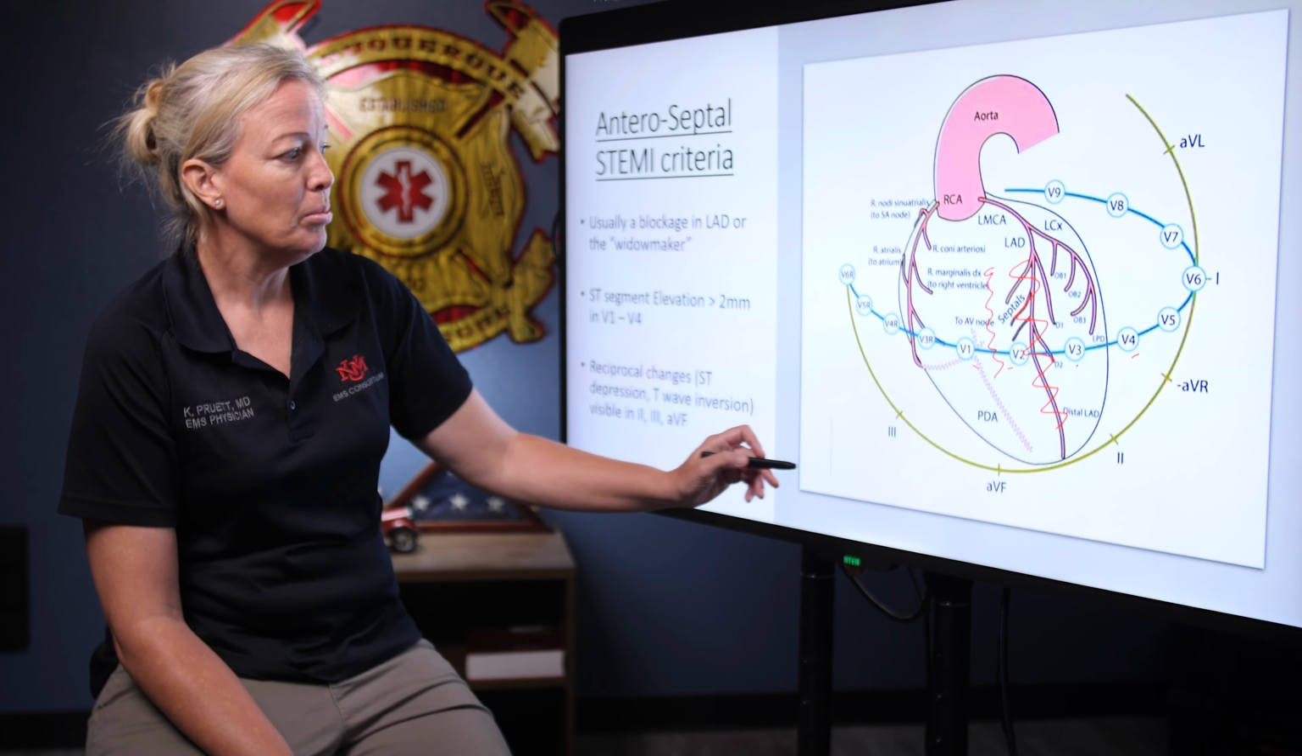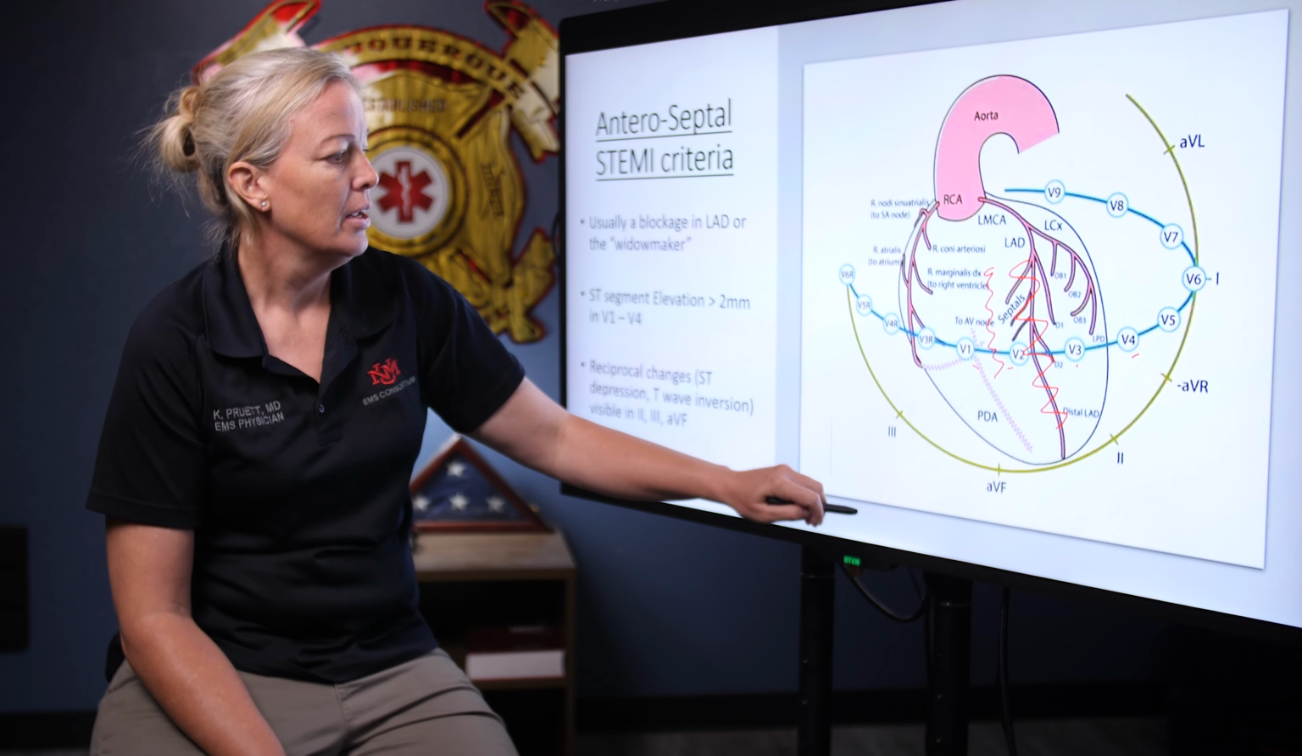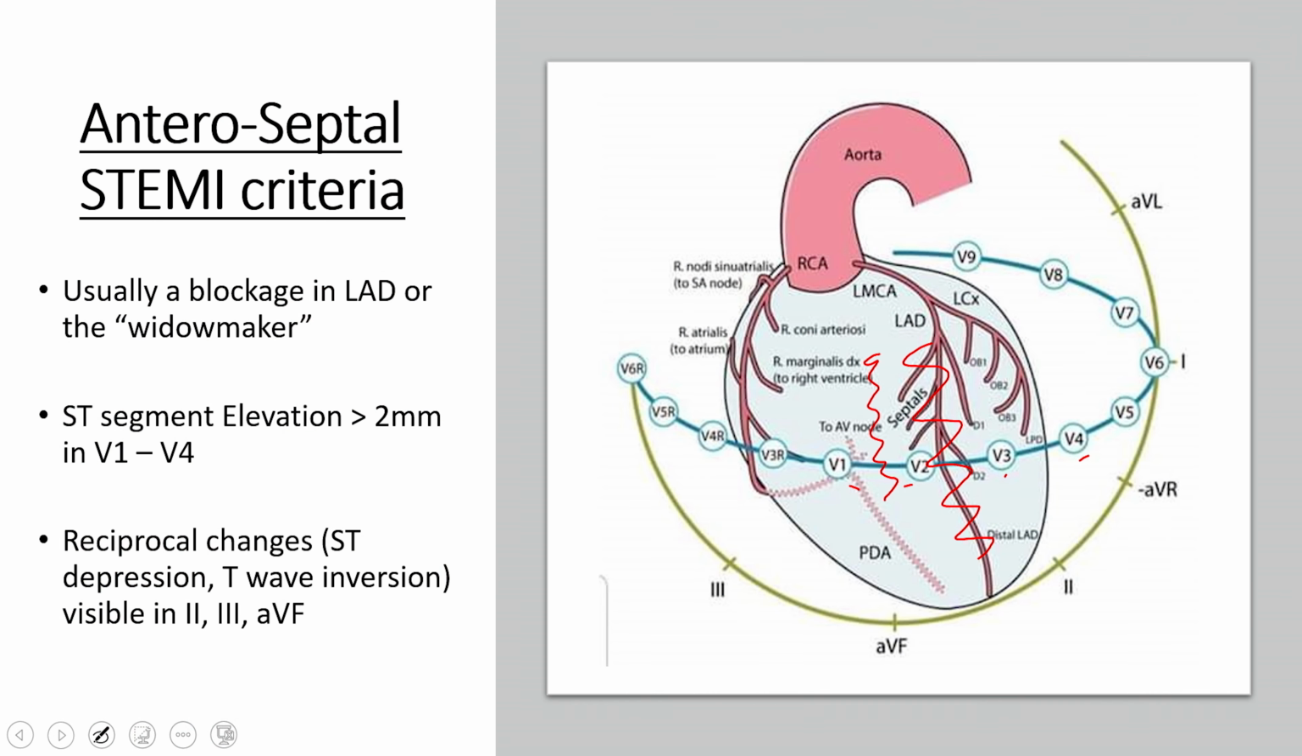We're seeing the reciprocal changes. If you look at leads 2, 3, and AVF, we call those the inferior leads. So if you're seeing elevation here, just the mirror image of that, kind of on the back side, is going to be the ST depressions and T-wave inversions. And that's why that makes sense anatomically. So in order to meet criteria for a STEMI, you need 2 millimeters of elevation in 2 contiguous leads with reciprocal changes on the opposite leads.